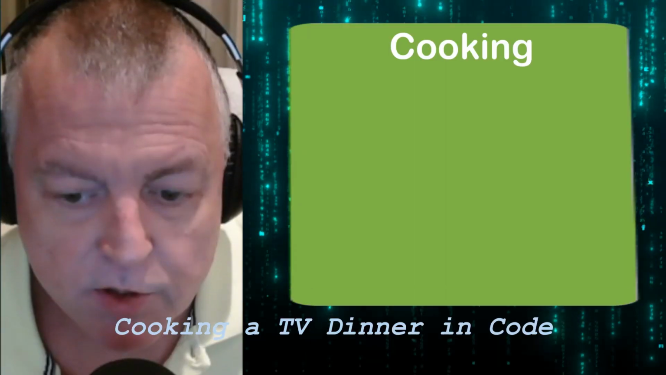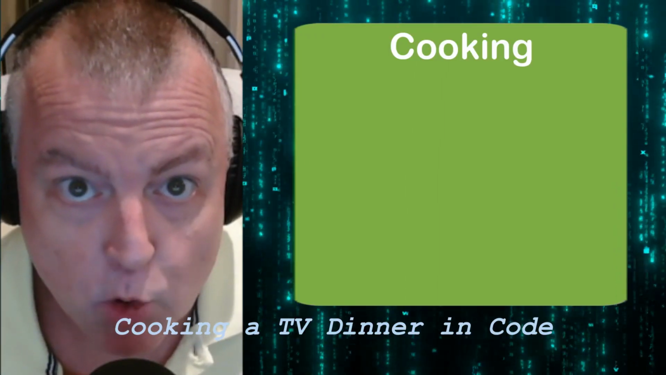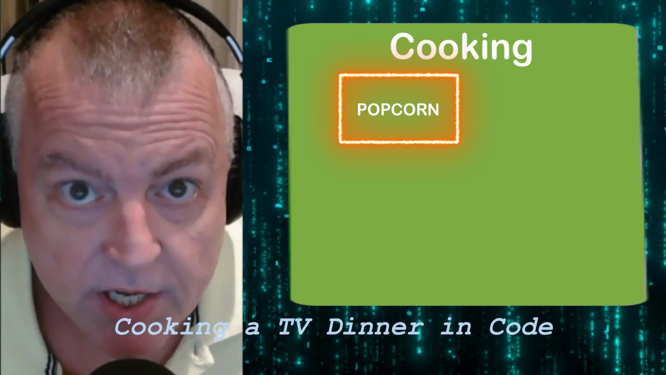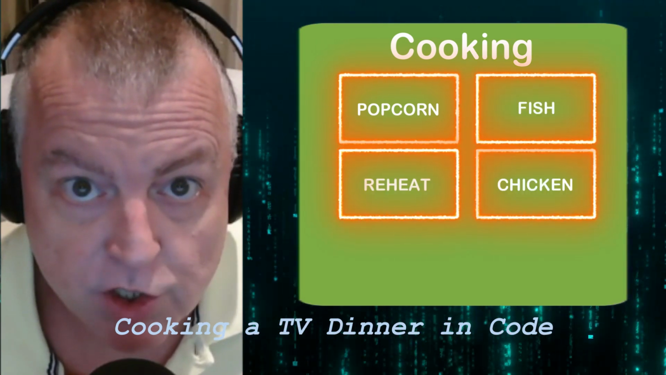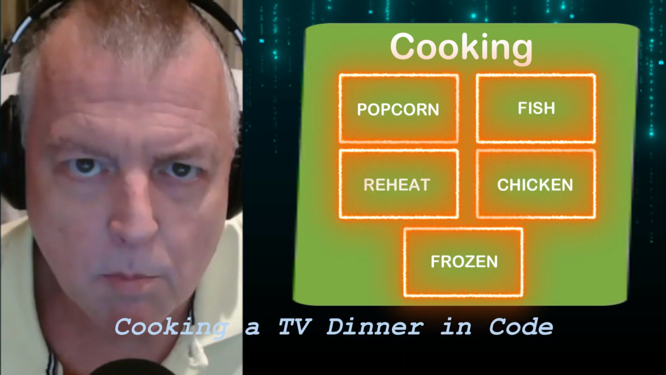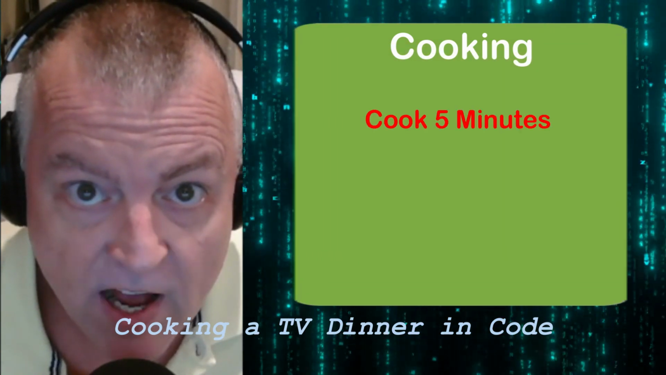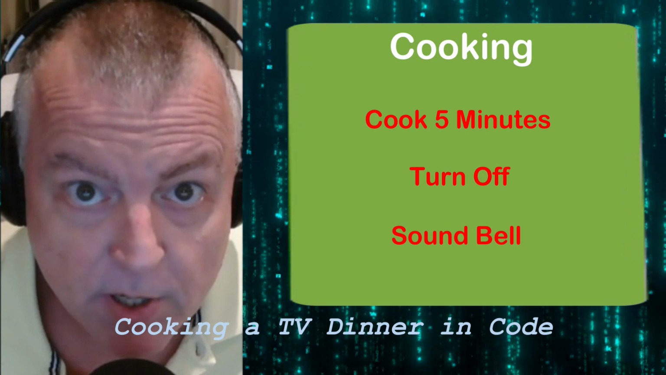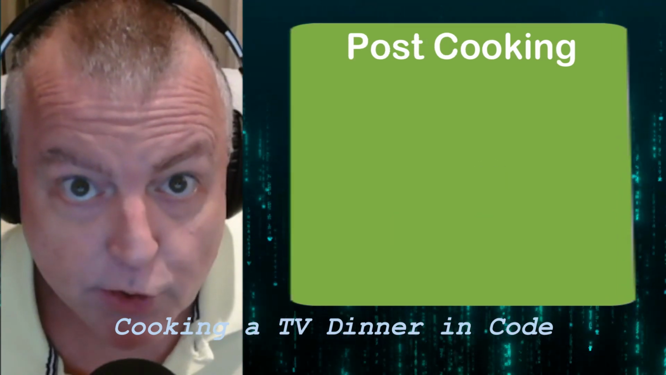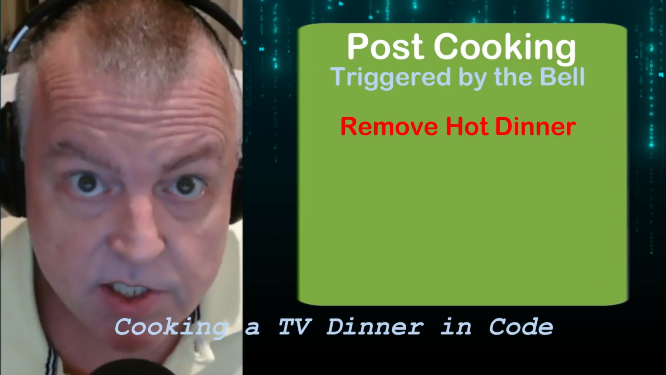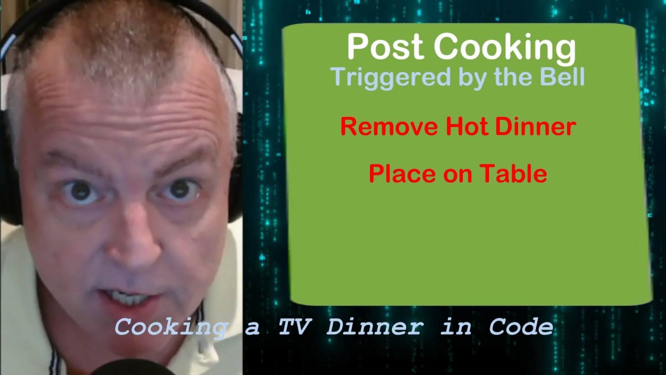After you close the door, you're going to tell the microwave how to cook it. There's a lot of functions you can call with the pre-programmed buttons like popcorn or reheat or chicken or fish. There's even one marked frozen. But you're going to bypass all those instructions and just tell the microwave to turn on for 5 minutes and then turn off and sound a bell to alert you. The bell is going to trigger another process that automatically takes the TV dinner out of the microwave and puts it on the table for you.